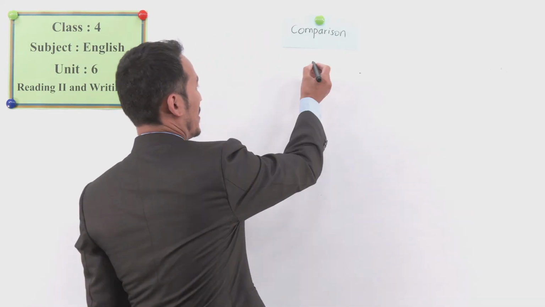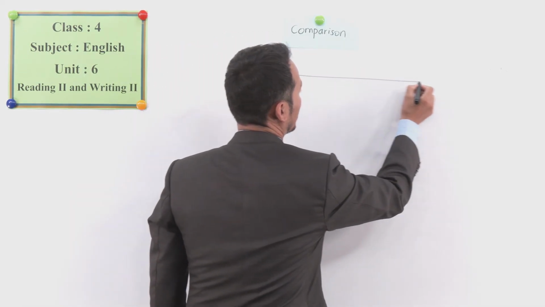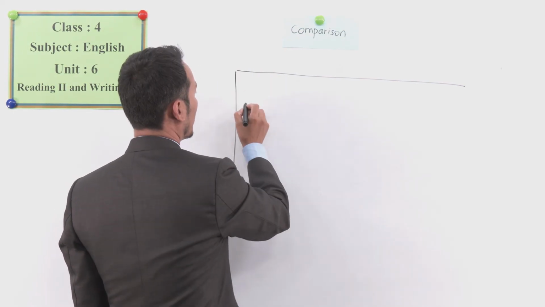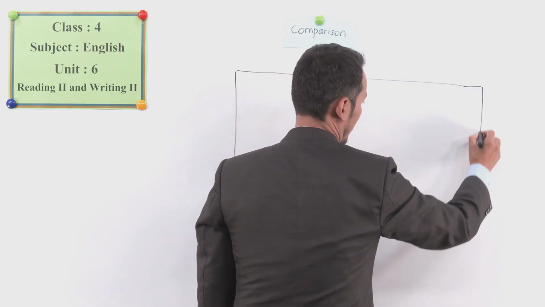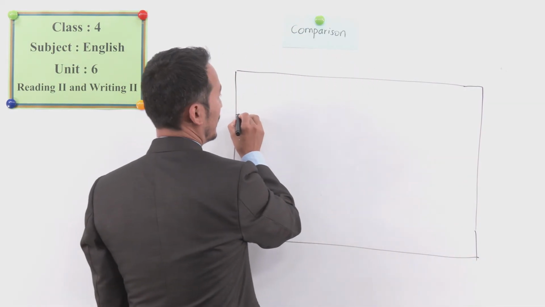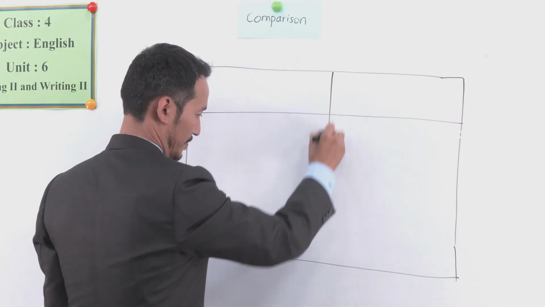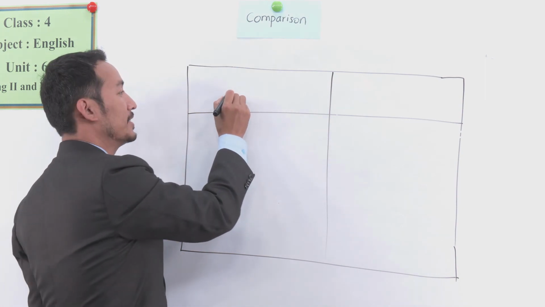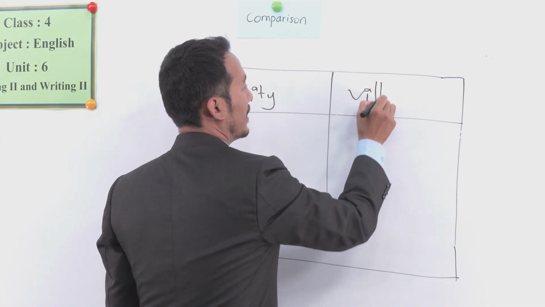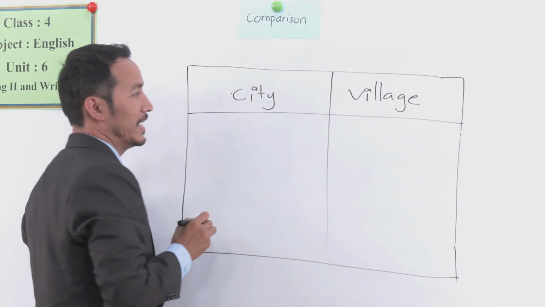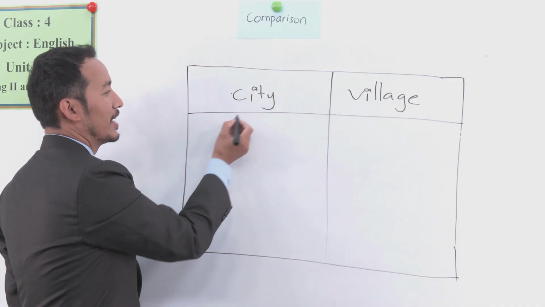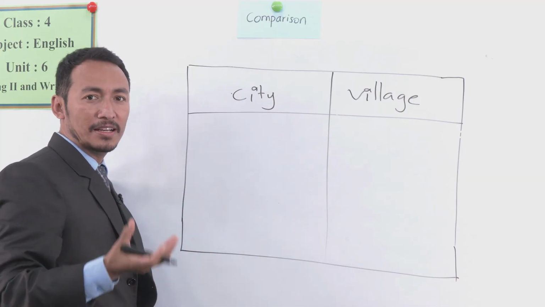Okay, students, so how do you make the table? You draw a square, and you draw a big square on your copy and you make that table like this, and you write city on one side and village on the other side, and we have the list of words there, and you can copy the suitable words here.